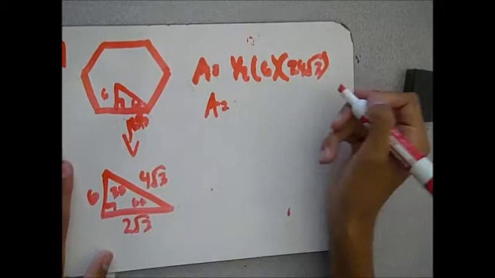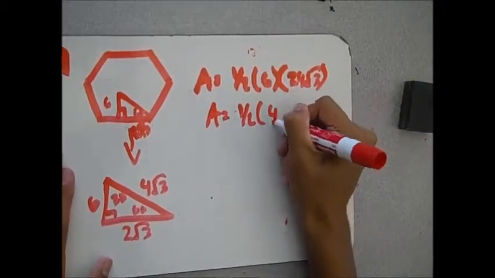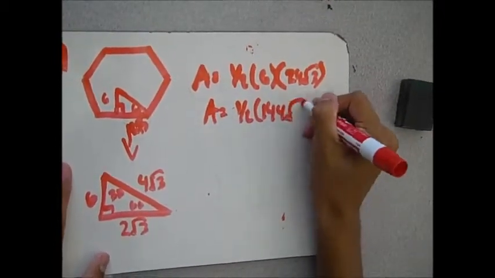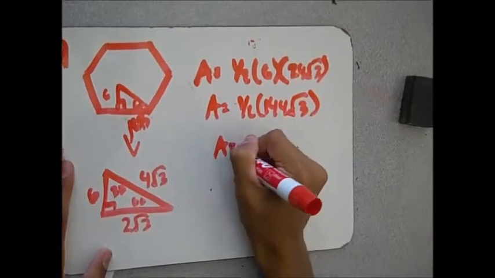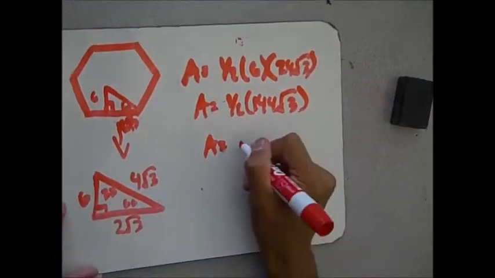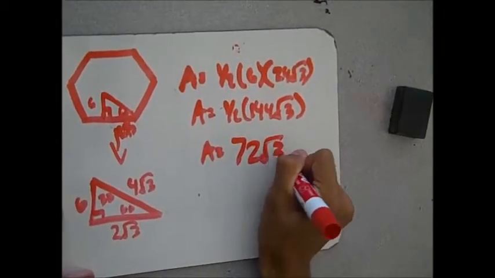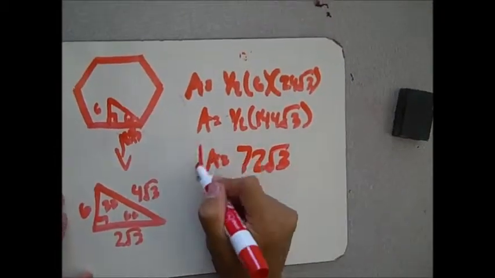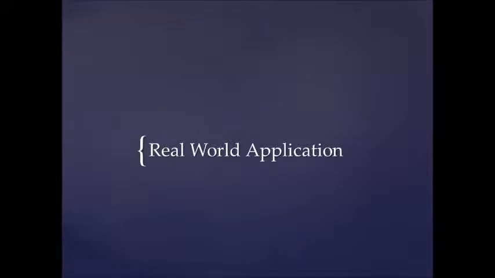So now it'll be 1/2 times 144 root 3. And that becomes 72 root 3. And that is your area. That's how you apply the rules.